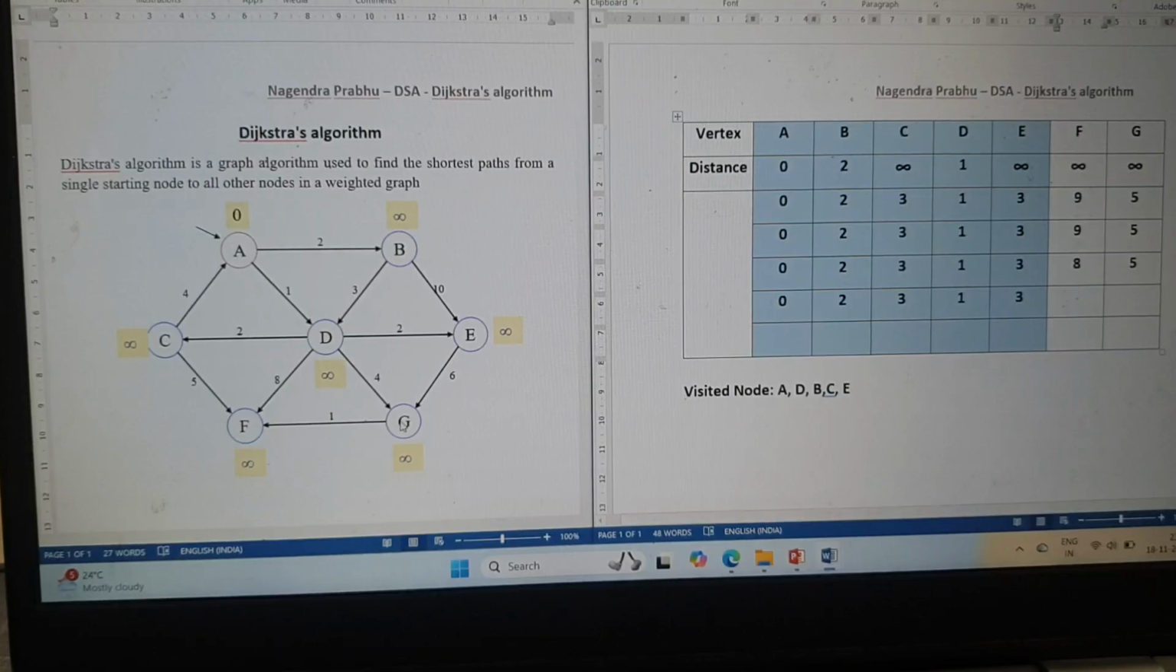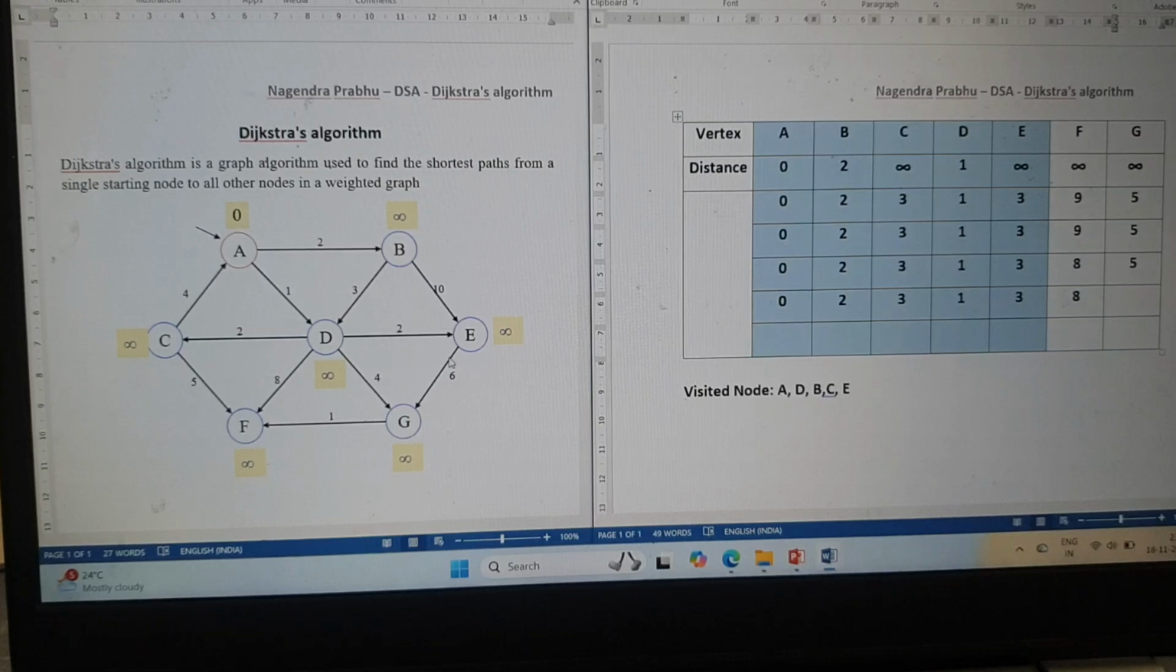Now E to F, just check whether any direct path is there. If a direct path is there and the value is minimum, you can put it here, or leave 8 itself. Now E to F, there is no direct path, so I am just putting 8. E to G, 6 is there.